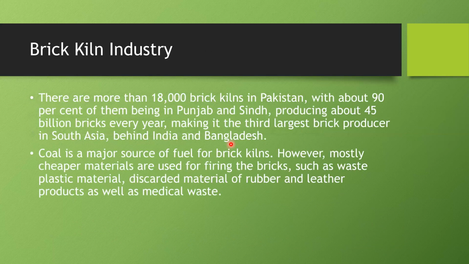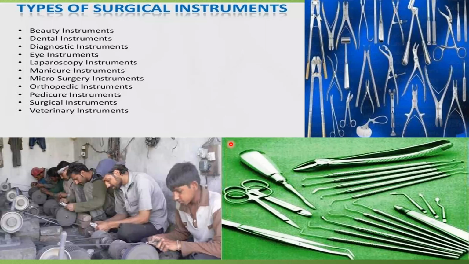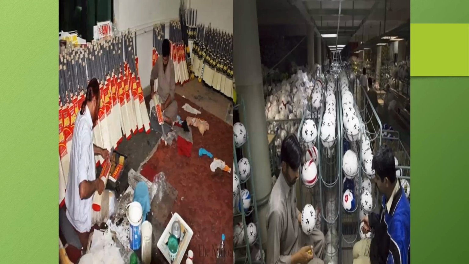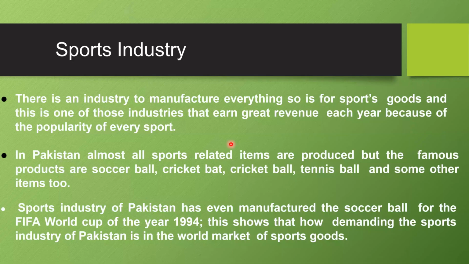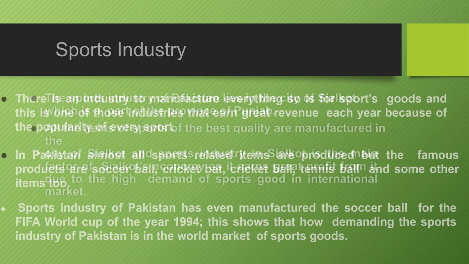Talking about the other small scale industries of Pakistan, we have the sports industry. The majority of the sports industries are located in Sialkot. They produce soccer balls, cricket bats, cricket balls, tennis balls, and other items. The sports industries started in 1994. Pakistan produces some of the best sports products across the world.